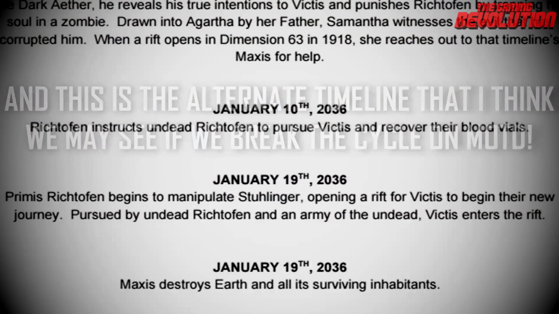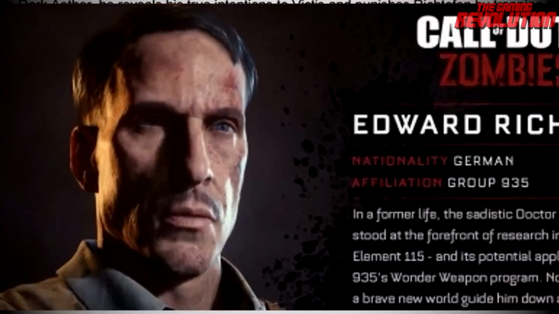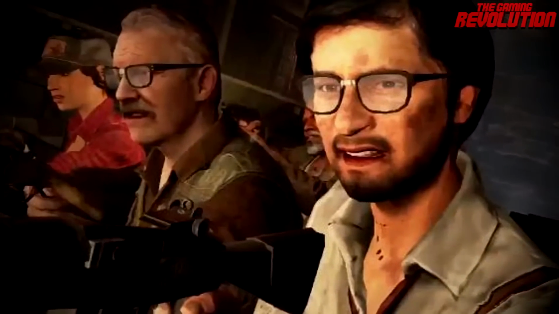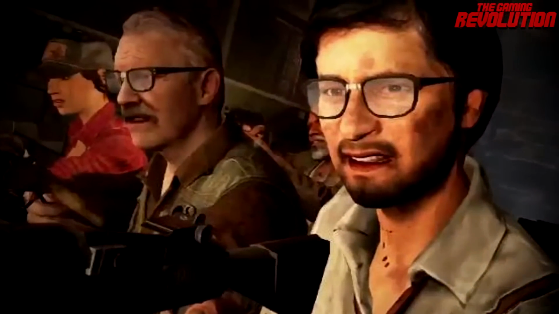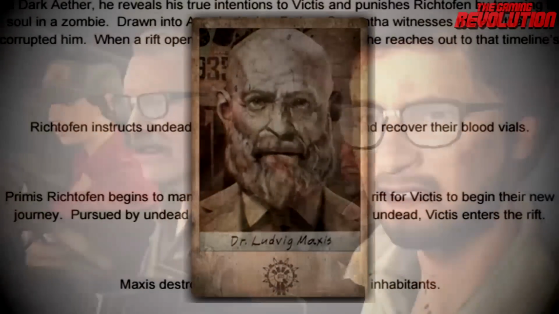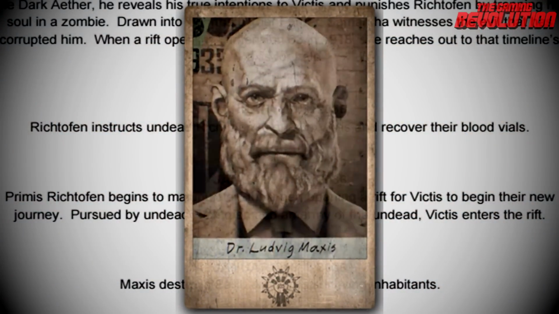But then on January the 19th, 2036, Primus Richtofen begins to manipulate Stullinger, opening a rift for Victus to begin their new journey. Pursued by undead Richtofen and an army of the undead, Victus enters the rift. On January the 19th, 2036, Maxis destroys Earth and all its surviving inhabitants.